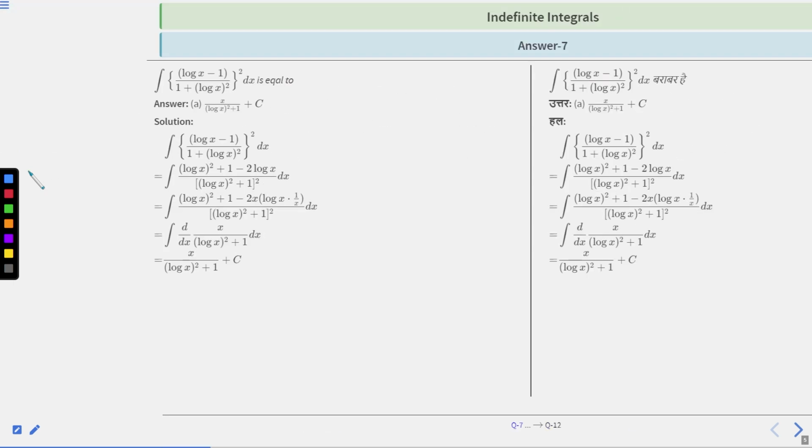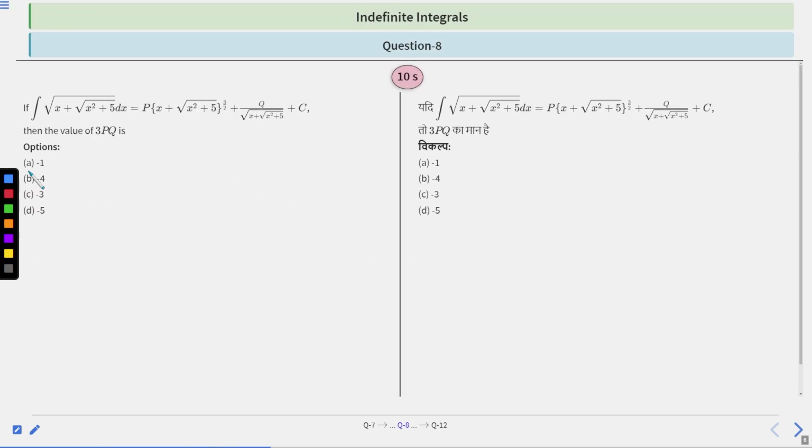Okay, let's move to the next question. Question number 8, which says: if the integration of root over (x plus root over (x square plus 5)) dx is equal to p into (x plus root over (x square plus 5)) to the power 3 by 2 plus q upon root over (x plus root over (x square plus 5)) plus c, then we have to find the value of 3pq.